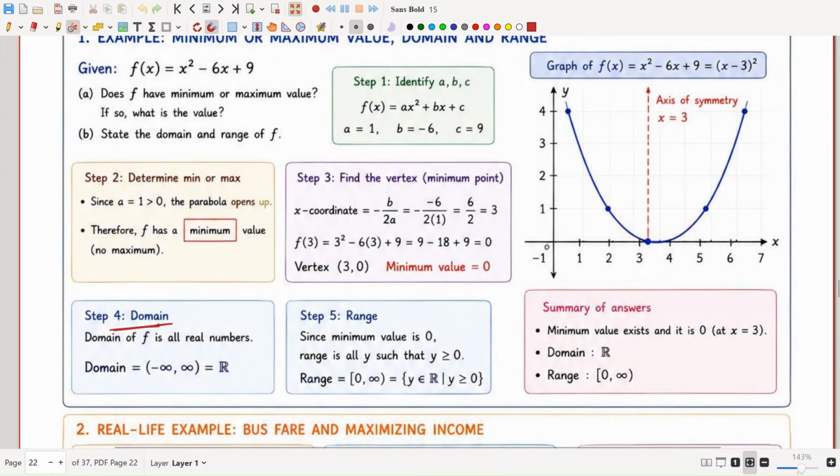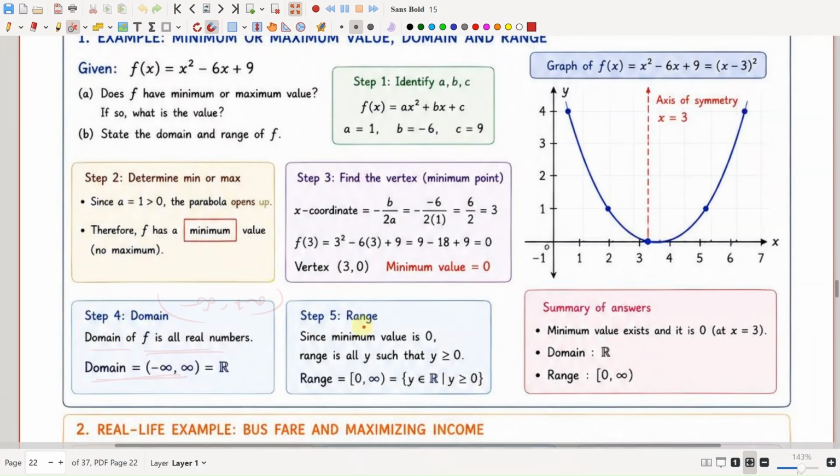See, the domain of f is all real numbers. The domain is whatever input you will be giving for x, right? The input can be anything. So the domain of f is all real numbers, that is from minus infinity to plus infinity.